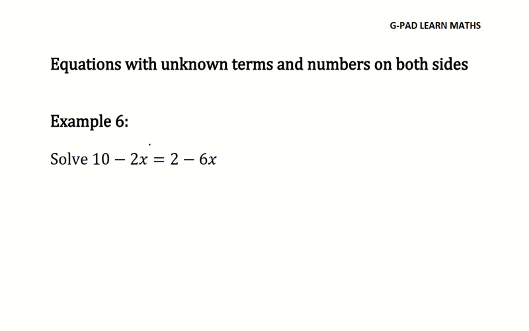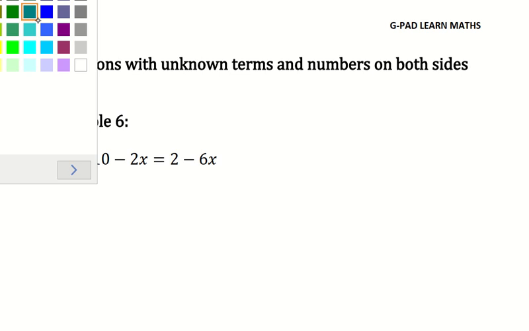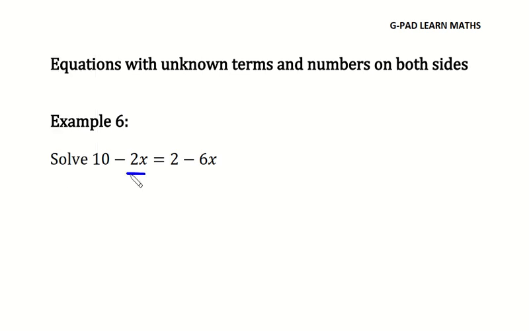Okay, we have this subheading here which says equations with unknown terms and numbers on both sides. With unknown terms on both sides. In the previous example, we have always had the unknown on just one side, but now we have it on both sides. Let me show you again. You see, this is an unknown. X is here, and is also here.